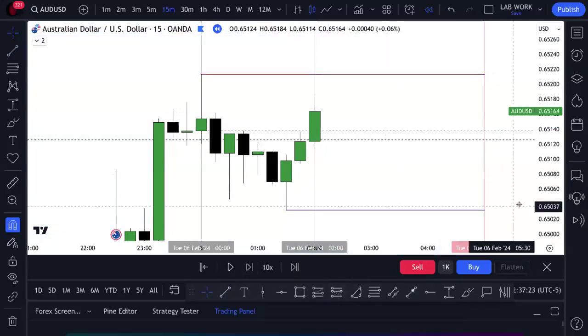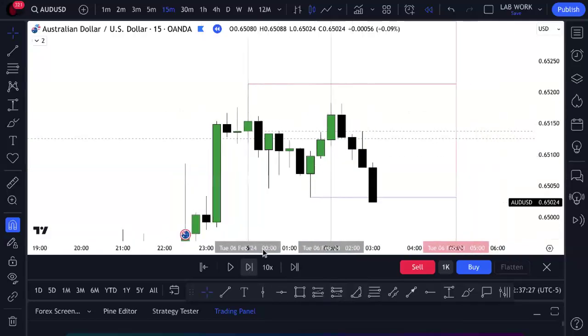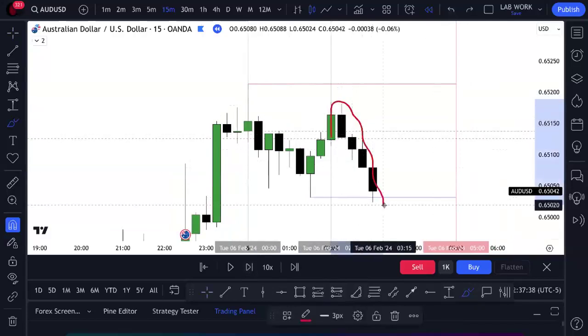Play it forward. Boom. Sell side. So at one point in time, it looked like it was bullish, right? It looks like it was bullish. But then all of a sudden something happens and it turns around.